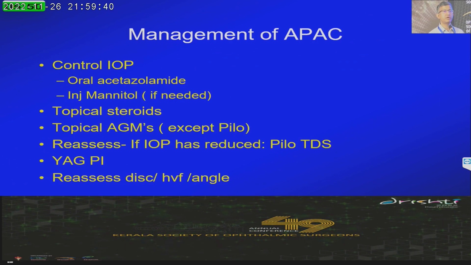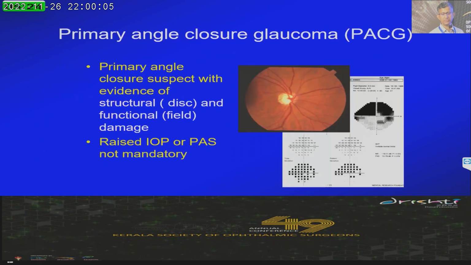So what about if you have an acute primary angle closure attack? I'm not going to go into great details here except to say that you need to control the intraocular pressure: oral acetazolamide, injection mannitol if needed if they're systemically okay, topical steroids, topical anti-glaucoma medications, start the pilocarpine only once IOPs come down. If the IOP has reduced, start the pilocarpine, do a YAG-PI, reassess, look for the disc, field and the angle, and especially gonioscopy in the fellow eye.